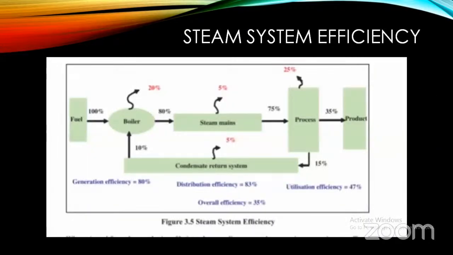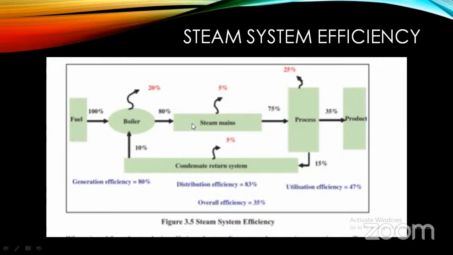So this diagram shows the steam system efficiency. Here the fuel is burned, the chemical reaction occurs, and there is 100% conversion, and the efficiency is considered to be 100% because there is not so much loss to the environment. But this is the steam generation part. In the boiler, around 20% is lost. There is some reduction, and around 80% will be the generation efficiency. So this region is the generation part of the steam.